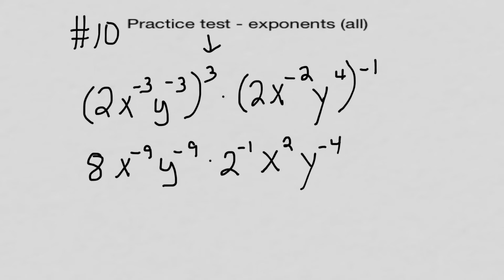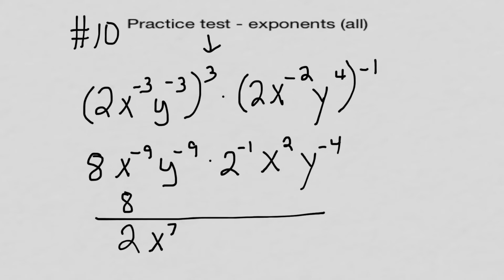Let's combine these. Got my numbers. Actually, I'm going to just go ahead and put this on here. 8's going to go on the top because it's got a positive exponent. 2's going to go on the bottom because it's got a negative exponent. Going across, I got x to the negative 9th, and then scrolling across, I got x to the 2nd. I add those exponents. I get x to the negative 7th. Let's just go ahead and put that on the bottom. It turned positive as I put it on the bottom.